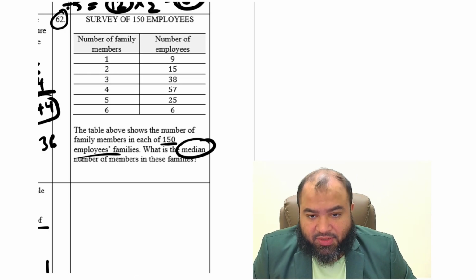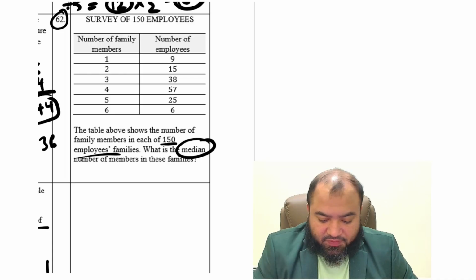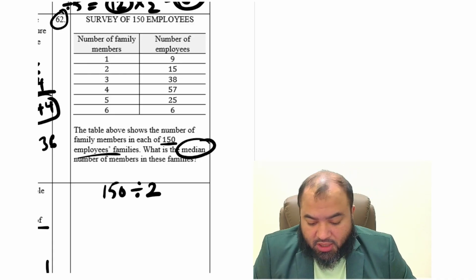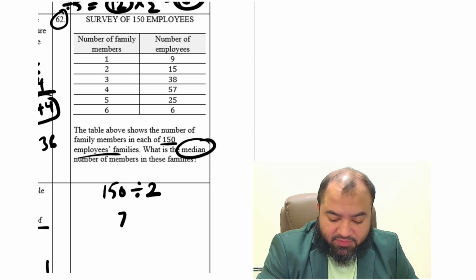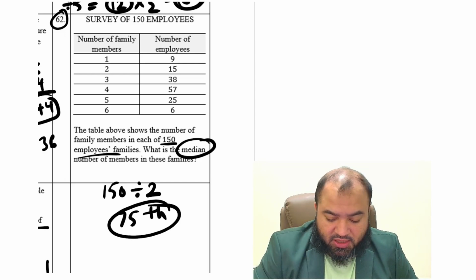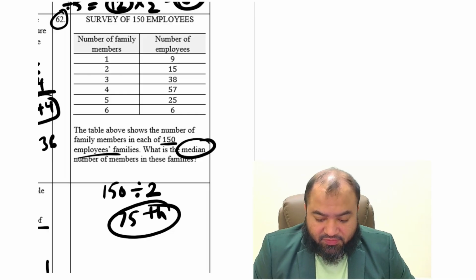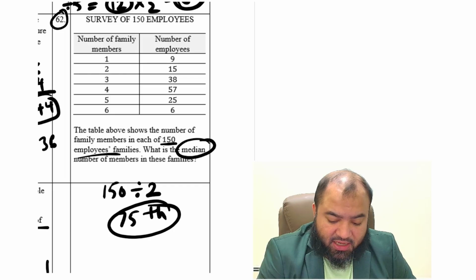So median is the middle number, 150. If median will be the middle one, divide by 2. That should fall, the 75th one is the median, 75th. We're like, okay, so which number is 75th? They said, what is the median number of families?